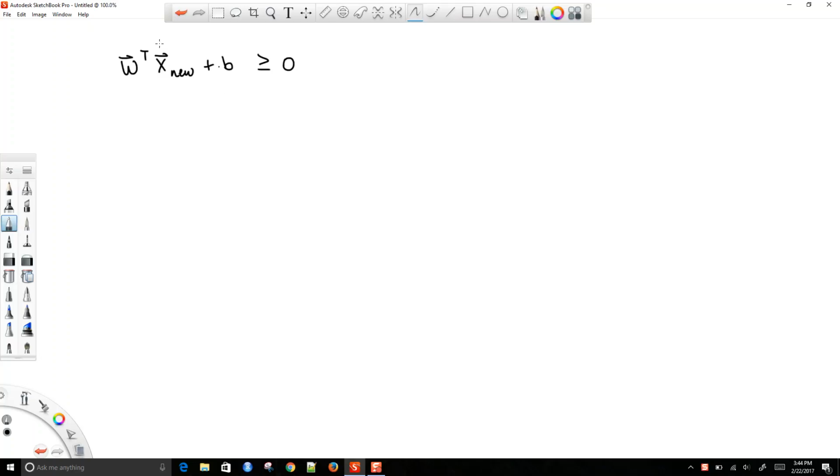Okay, and if this is the case, then we're positive. And if W transpose X nu plus B is less than 0, then it is negative here. Okay, that's all I've done.